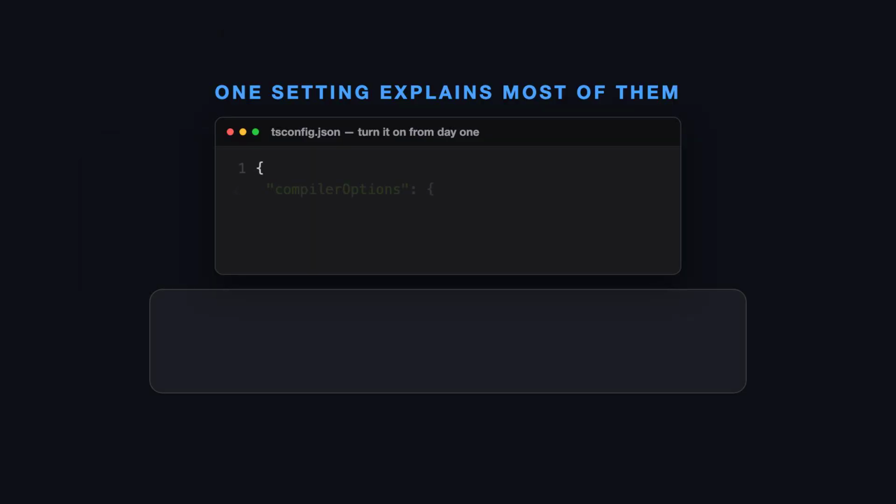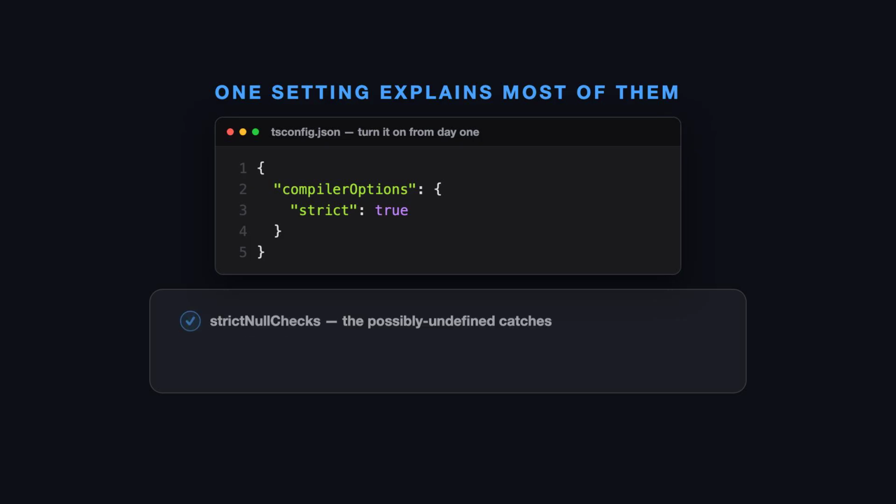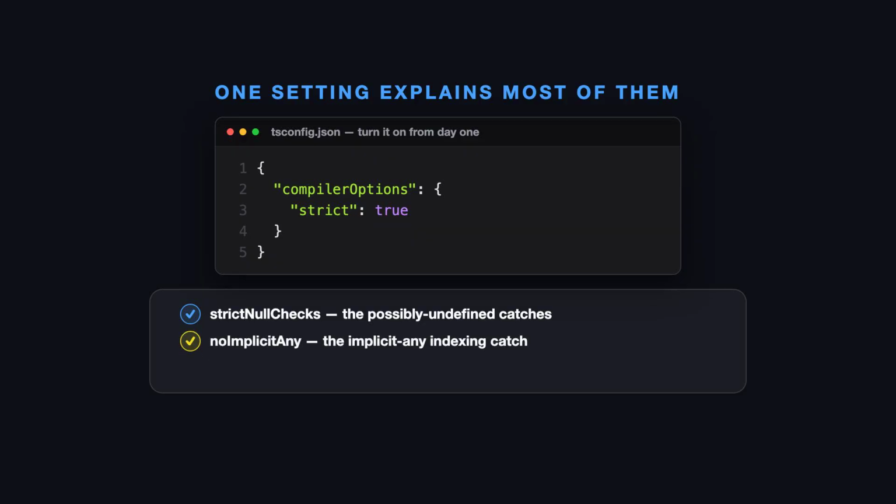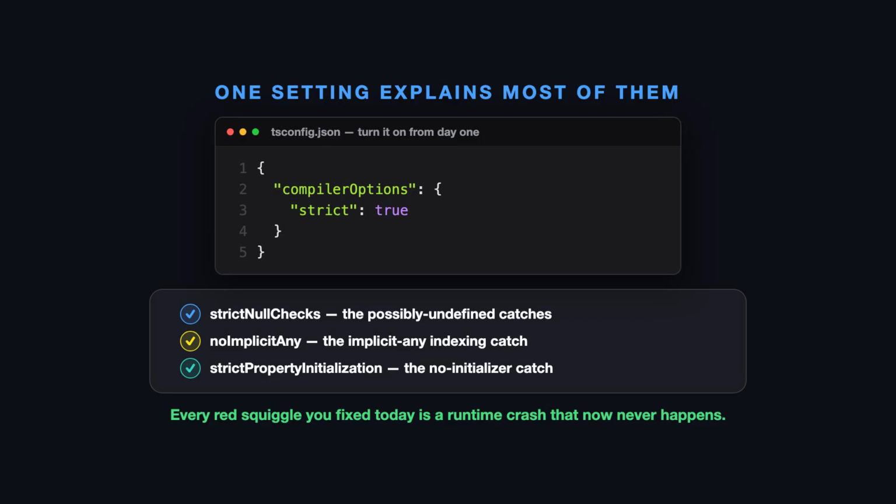So there are your 10. Now step back and notice the pattern. Most of them, the not assignable pair, the possibly undefined one, the implicit any one, come from a single setting, strict mode. Turning on strict true in your tsconfig flips on a bundle of checks at once: strictNullChecks, noImplicitAny, strictPropertyInitialization, and several more.